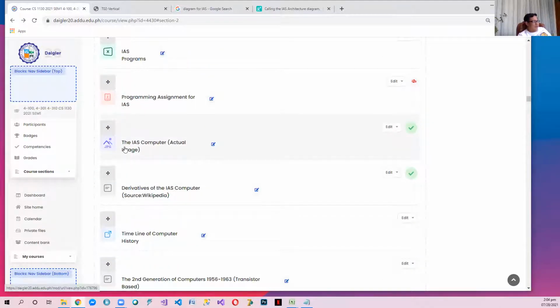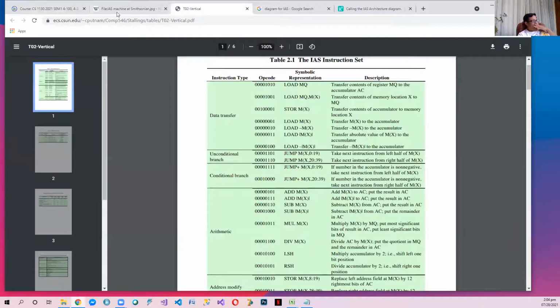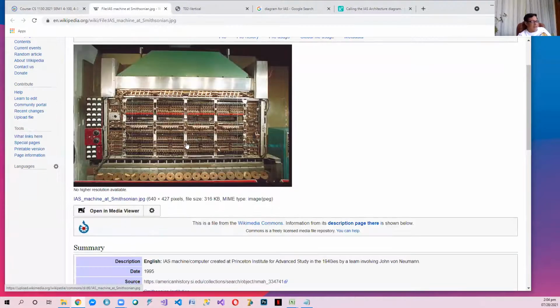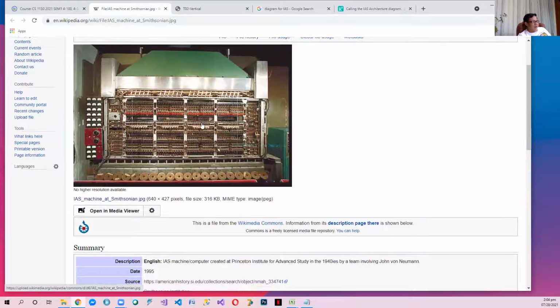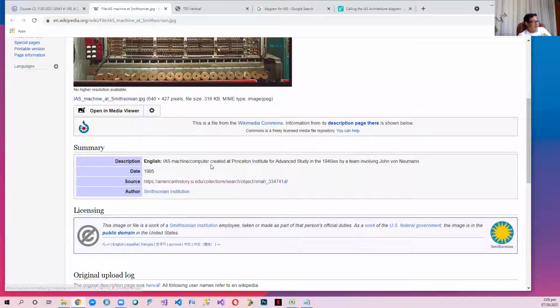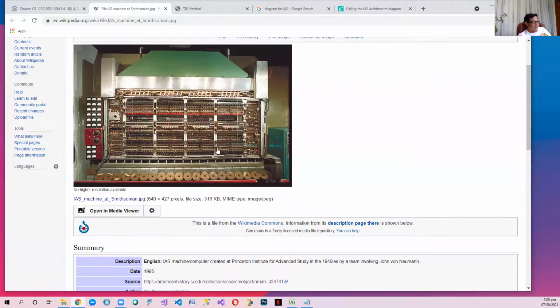What's the actual machine? How does the actual machine look like? This is the actual IAS that was developed in Princeton. Do you follow? So what are these? These are cylinders. 1, 2, 3. I'm not sure if these are the registers, no? But this may not be the registers. There are too many of them. Okay? Do you follow? Ito yung actual IAS.